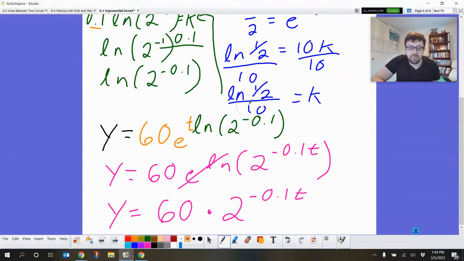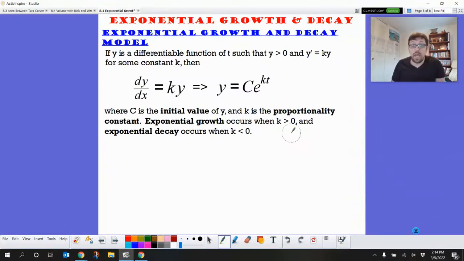That's fine. We could even put like this blue mess right here in this k spot. But sometimes it's nice to think about that simplification because you never know if that's going to be one of our multiple choice options. So concludes our exponential growth and decay model. To keep in mind, you might get that dy over dx equals ky, but we can always just quickly convert that without doing any of the integration into y equals ce to the kt. C being our initial value and k being our proportionality constant.